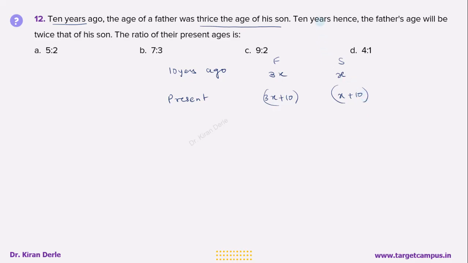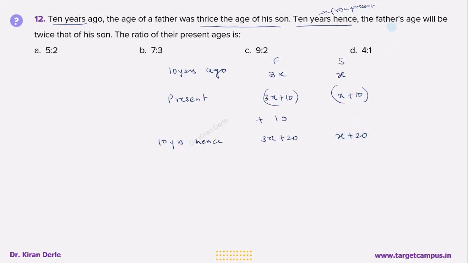Fine. 10 years hence. What is 10 years hence? 10 years hence means 10 years from the present, ahead. So the present is 3x plus 10. So 10 years hence, I'm writing it here. Okay, 10 years hence, this will be 3x plus 20 and this will be x plus 20.